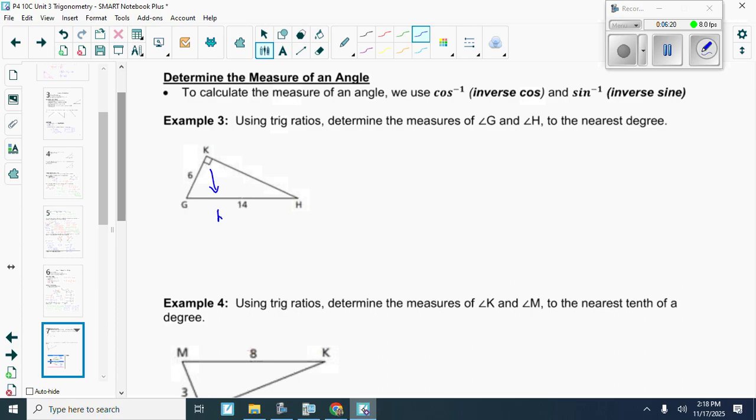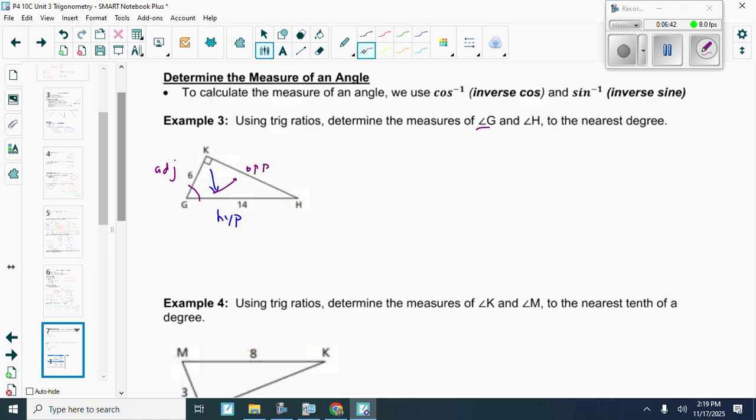Okay. So we can always label the hypotenuse. That should be the first one that we label, right? Directly across from our right angle. Then we narrow in, and let's do G first. If this is angle G, now I'm going to label the other parts of my triangle. This is my opposite side here, and this is my adjacent.